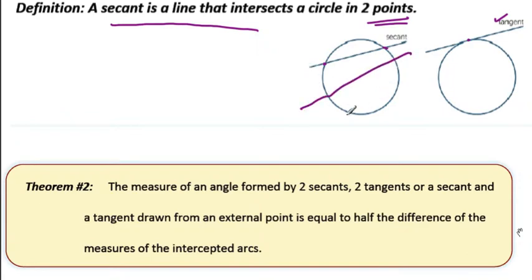That's a secant line. This is a secant line, if it's a line. That's a secant line. That's a secant line. So those are all secant lines. The next theorem deals with secant lines or tangents. Let's take a read at it.